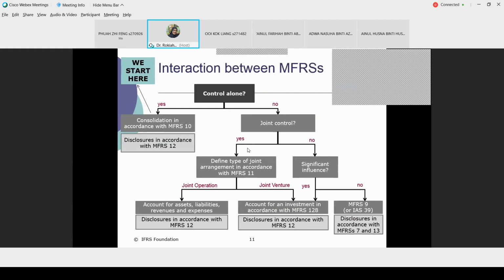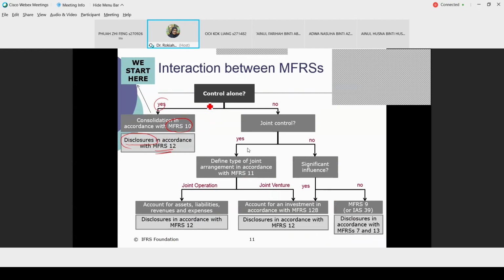Okay, so now we are at the consolidation process. Once you have control, you need to prepare a consolidated financial statement, which deals with MFRS 10. MFRS 10 should go together with MFRS 12, because MFRS 12 deals with the disclosure. Every standard needs to deal with MFRS 12 also because it deals with the disclosure.